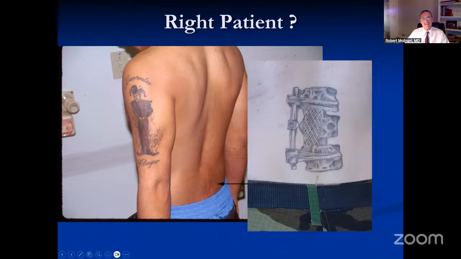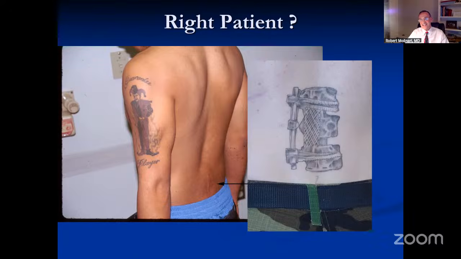And he went out and got this tattoo that said, "Dr. Molinari, I'm your guaranteed player. If you operate on me, I'll get better." And I did, and he got better. On the right here is a patient who had a trauma surgery done by me. If you look at what he did with his back, he went and got a tattoo of the surgery. He was so happy with it.